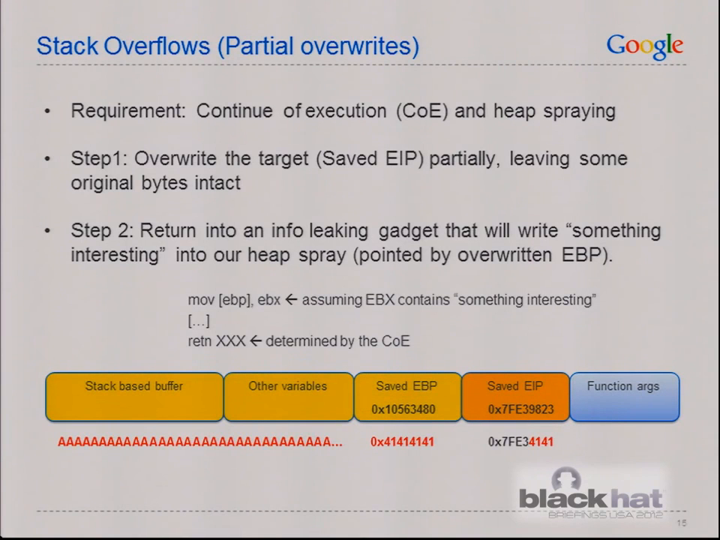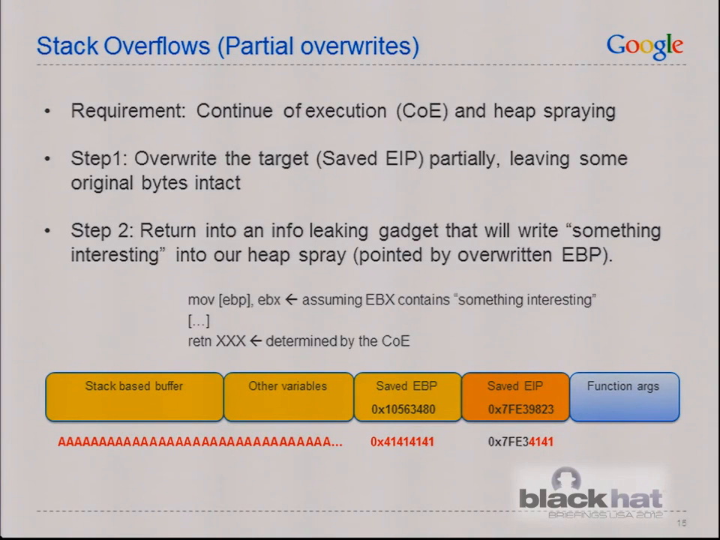The first time that we exploit it, we're not going to entirely override the saved EIP value. We're going to override it partially. So we control where we're going to land. In this case, we're going to land in a range between 7F E3 0000 and 7F E3 FFFF. The idea here is to land into a return-oriented programming gadget that is going to write back into our heap spraying. So continuous execution for executing the vulnerability twice. First one for info leaking and the second one for code execution.